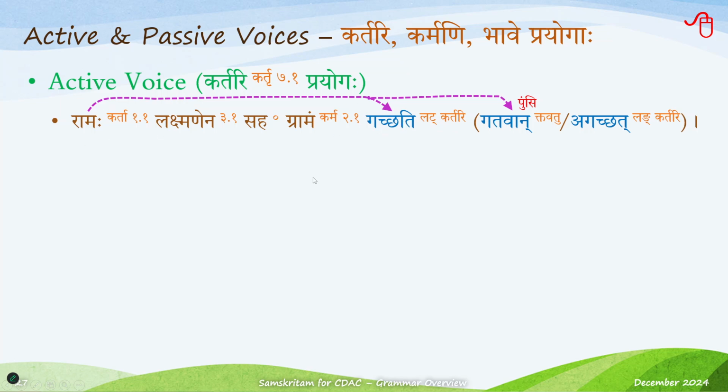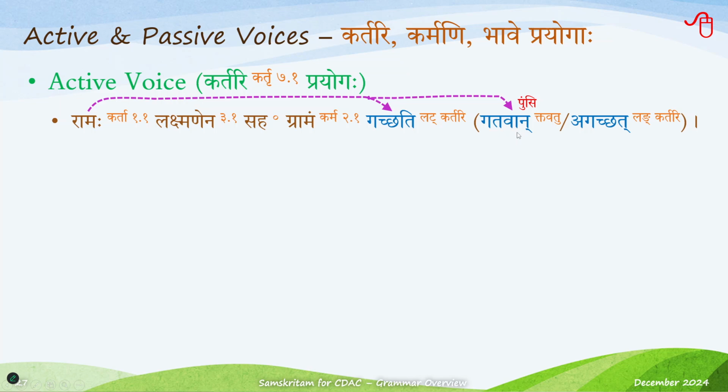The same sentence we can make passive. We will see that next. Okay. So here gacchati is a lat lakara kartari tinganta. It's a kriyapada. But you can also use kridantas. So gatavan, for example, is a personified kridanta, the past participle form of the action of going.